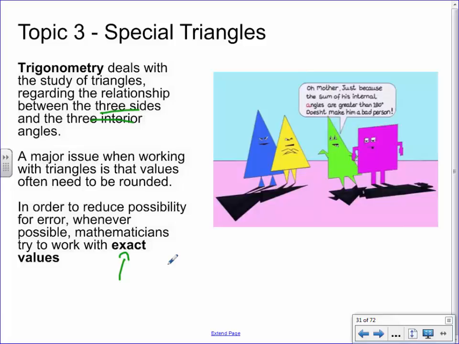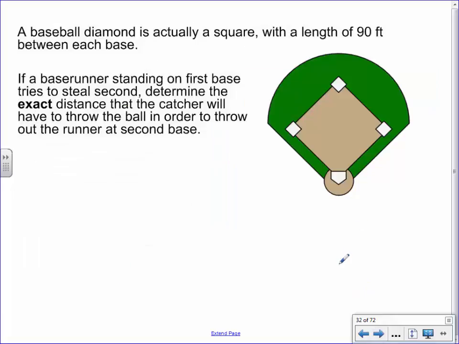So today we're going to talk about how to work with the special triangles that give us exact numbers, not rounded numbers. And I want to start off with a basic example, which is similar to one of your old assignment questions, the baseball diamond one. A baseball diamond is actually a square with a length of 90 feet across each side. Green might have been a poor choice. You guys see that well enough?